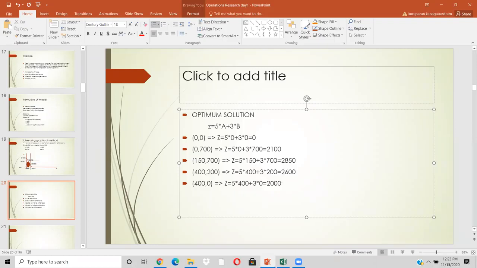Okay. What is our objective? Maximize or minimize? Maximize. So, which should I choose? Among these, which one should I use? Minimum value of Z or maximum value of Z? Maximum value of Z. Okay. I have to choose the maximum value of Z.